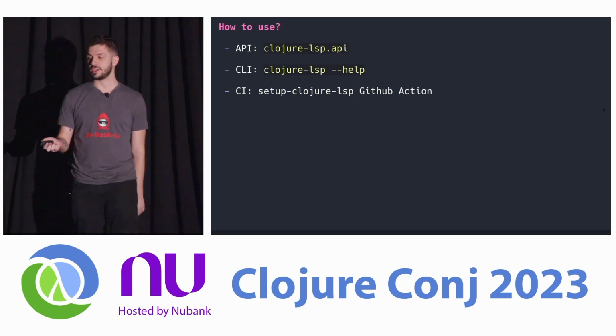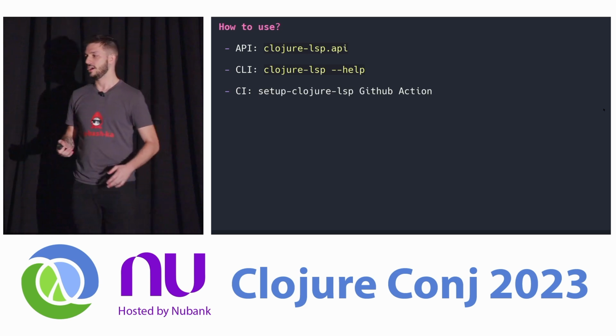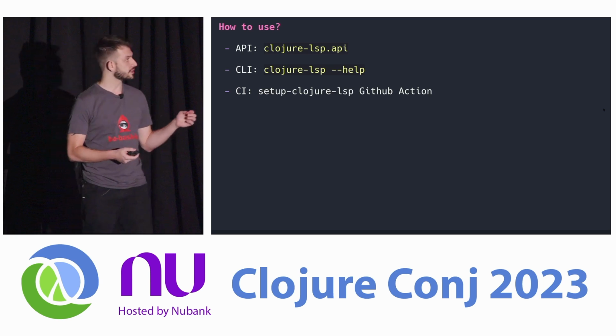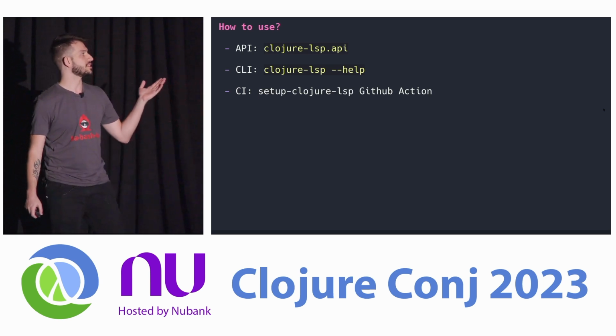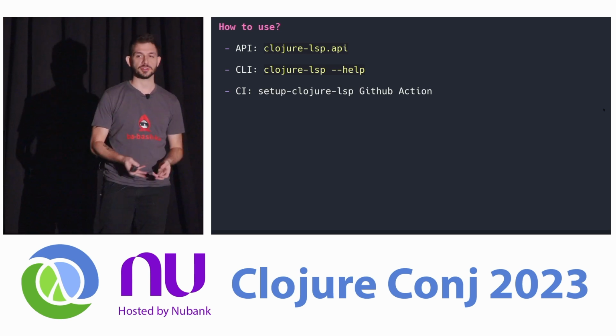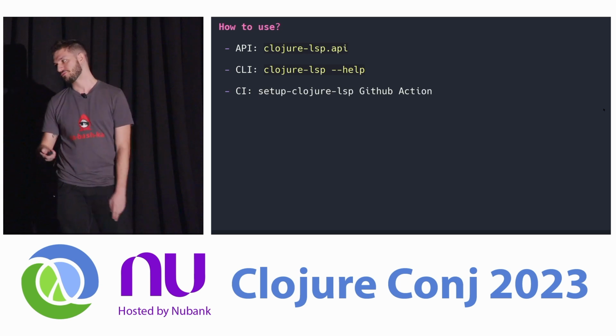You could use it via a CI, right? Because now we have the command line. We have a way to run outside the editor. So now you can use, for example, the GitHub action setup-clojure-lsp in your projects and fail the pipeline running diagnostics, clean namespace, formatting, things like that.